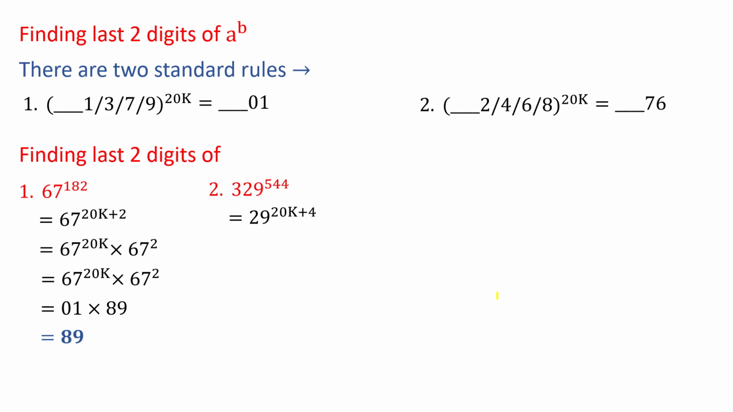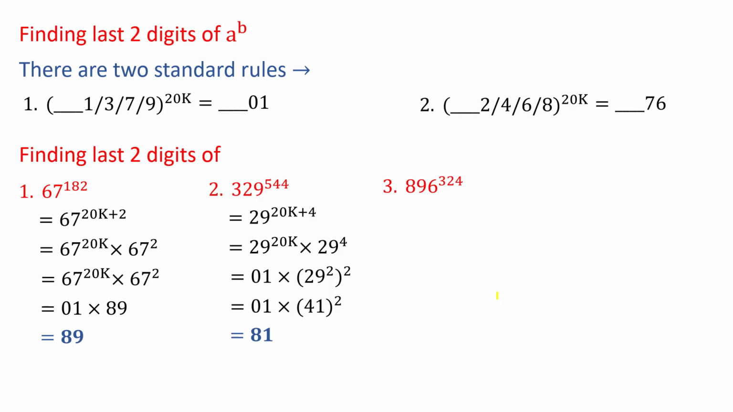So this we can write as 29 to the power 20k into 29 to the power 4. 29 to the power 20k ends with 0, 1, and 29 to the power 4 we can write as 29 square, bracket square. Now 29 square ends with 41, and 41 square ends with 81. So 81 into 0, 1 is 81. Okay, let's take one more example.